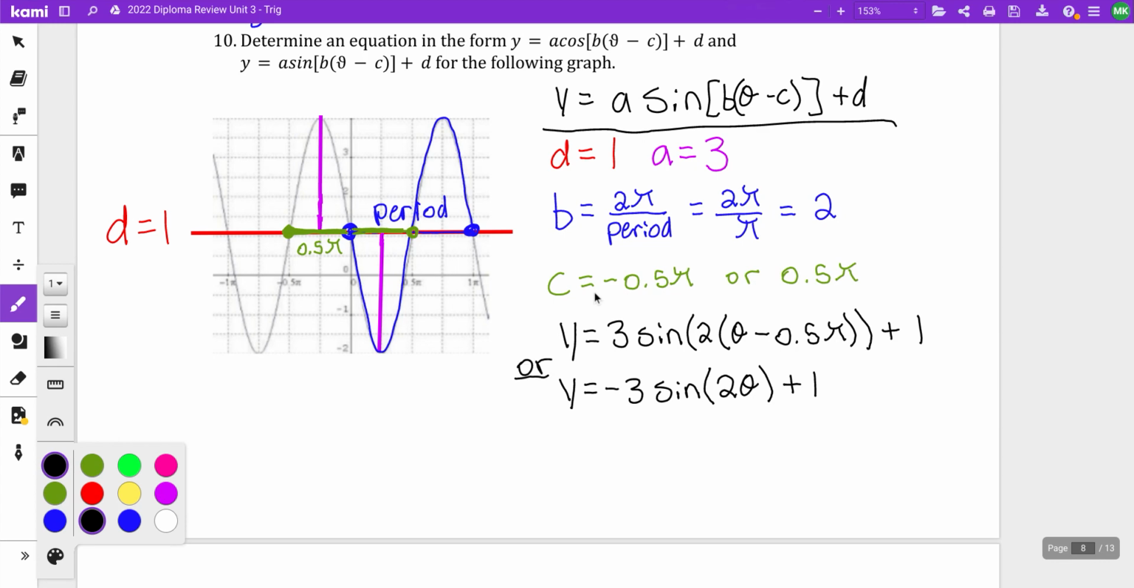That'd be a really cool answer to put down. Same amount of marks, though, even if it's more clever. Do you see that? Like how it flips like that? The D value would still be the same. The period would still be the same. The A value would still be the same. It's just reflected.